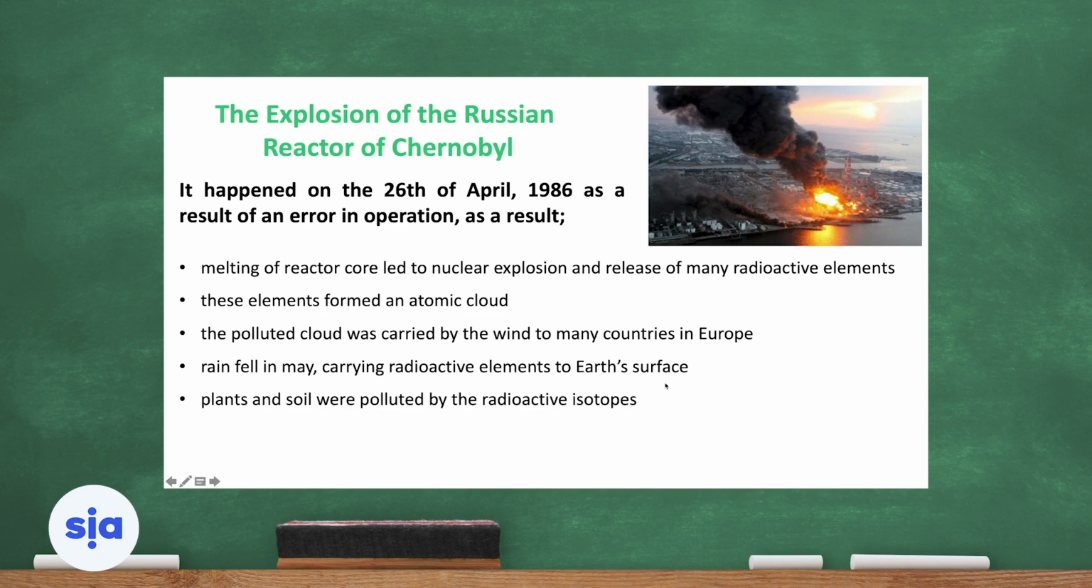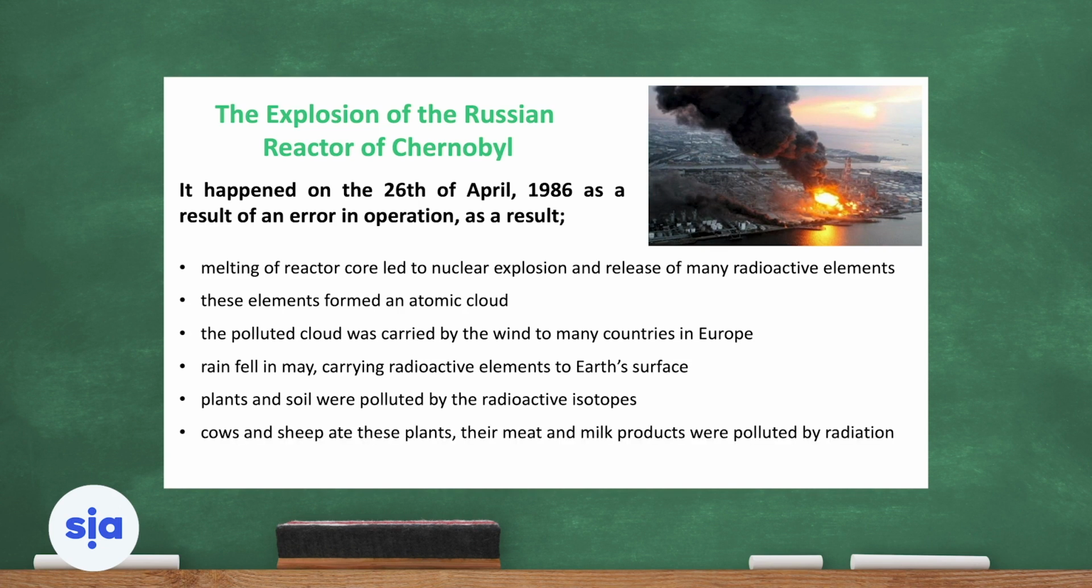The plants and the soil were polluted as well by the radioactive isotopes. Cows and sheep ate these plants. Their meat and milk products were also polluted. And then the radiation harmful effects were transferred to humans all over the world. Not only humans, animals, plants.